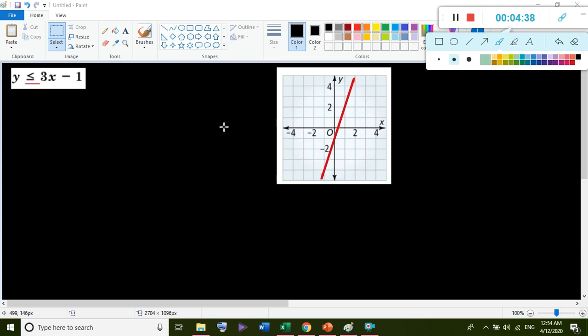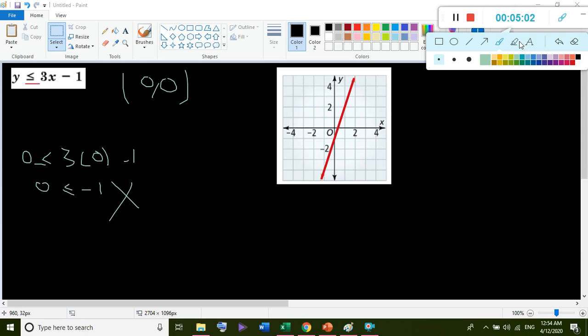Okay, now let's check which part to shade. So we're going to substitute 0, 0 into the equation. So it's going to be 0 less than or equal to 3 times 0 minus 1. So 0 less than or equal to -1. Now, is 0 less than or equal to -1? No, it's not true. So we're going to shade the part that does not include this point, which is the other part. So it's going to be this part.